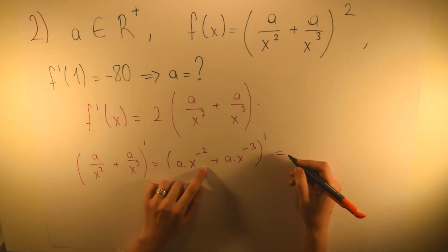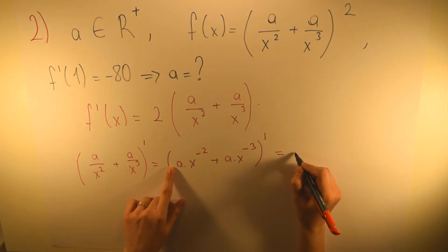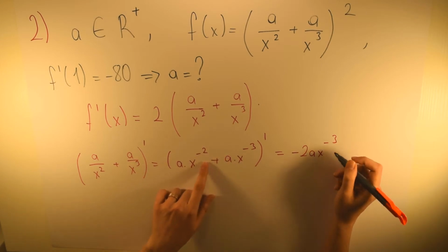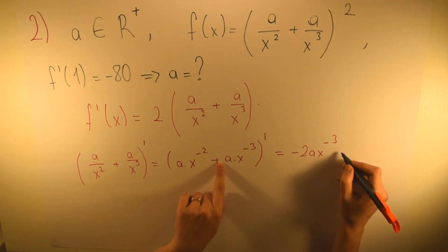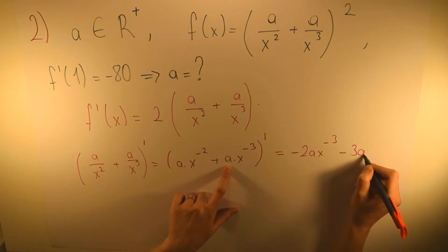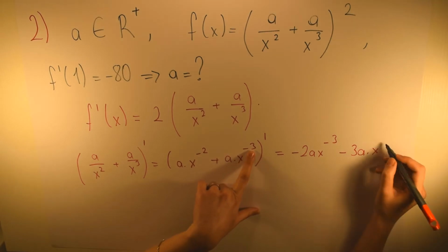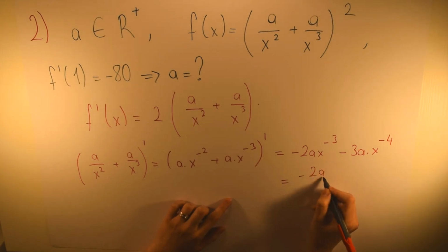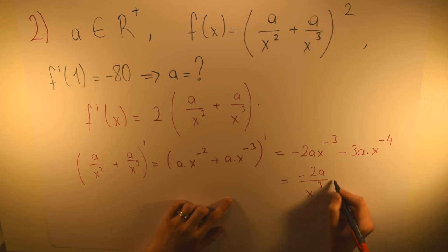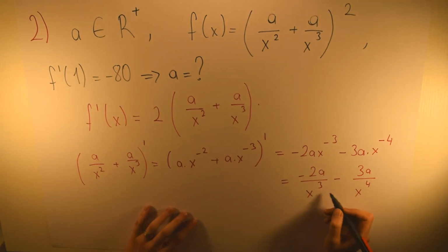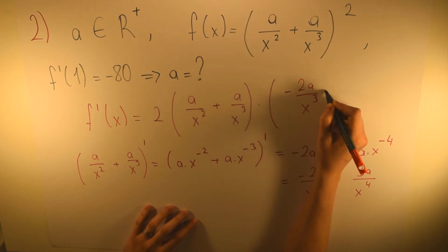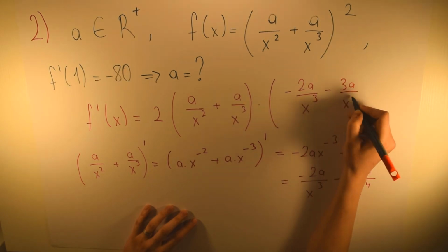Here I will put this minus 2 in front, so it is minus 2a x to the power of minus 3, since minus 2 minus 1 is minus 3. Then I put this minus 3 in front, so it is minus 3a times x to the power of minus 3 minus 1, which is minus 4. I can also write this as minus 2a over x to the power of 3 minus 3a over x to the power of 4. So let's write this here: minus 2a over x to the power of 3 minus 3a over x to the power of 4.